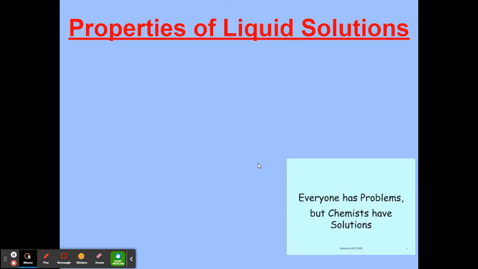Okay, properties of liquid solutions. So everyone has problems, but chemists have solutions. Haha, joke of the day.